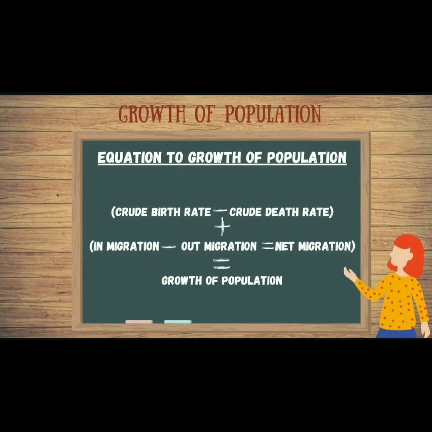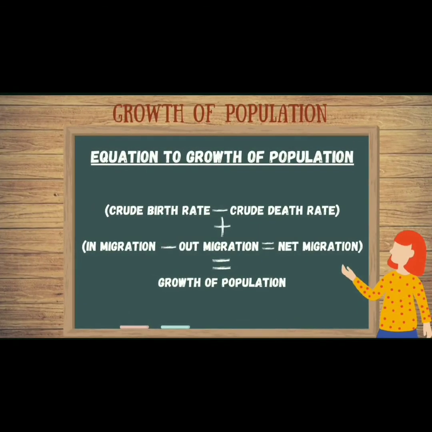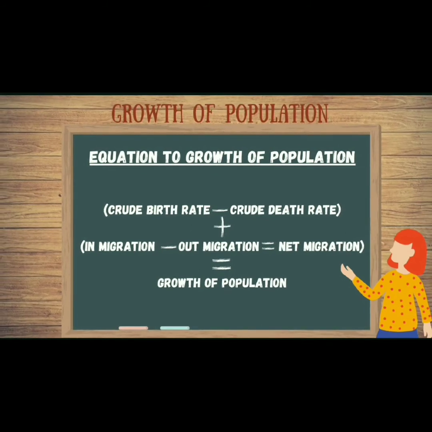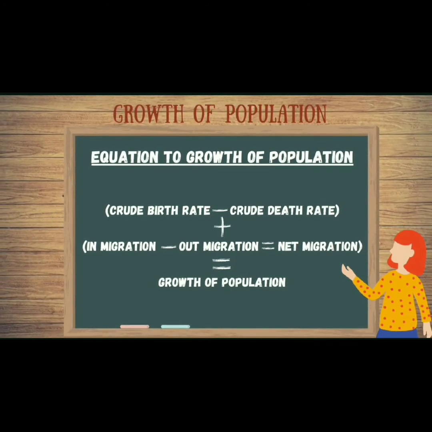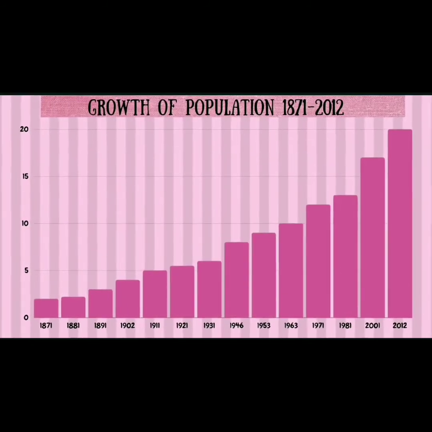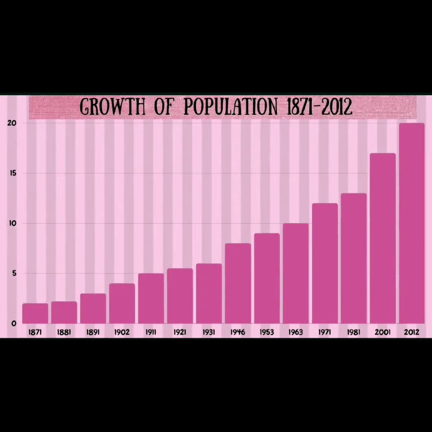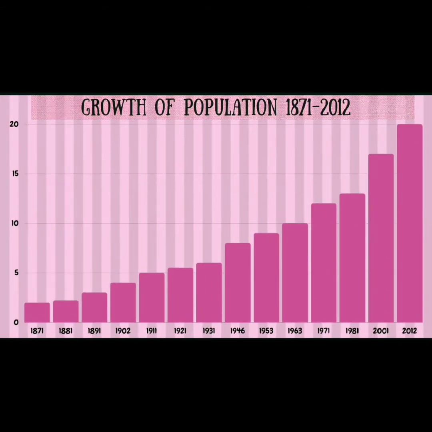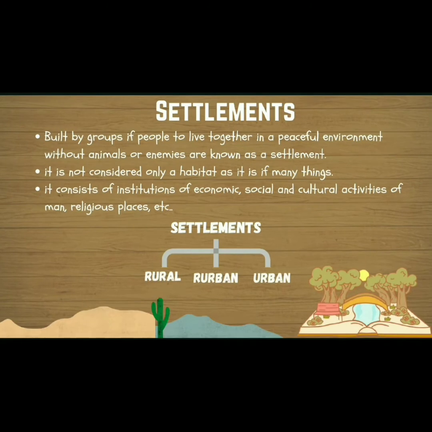Growth of population means the difference between the natural growth of population in a particular country and its net migration. This is depicted as an equation. An example of it is the statistics shown in the slide. It is seen that 1871 and 2012 have a big difference in the growth of population.